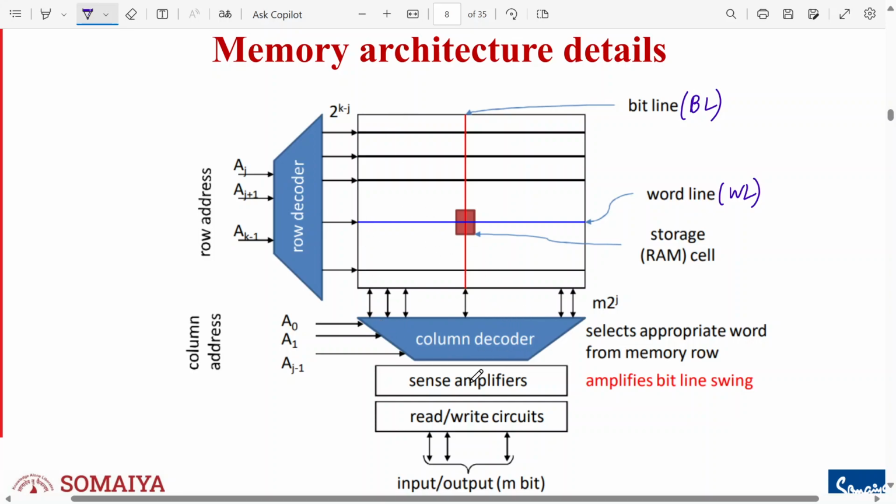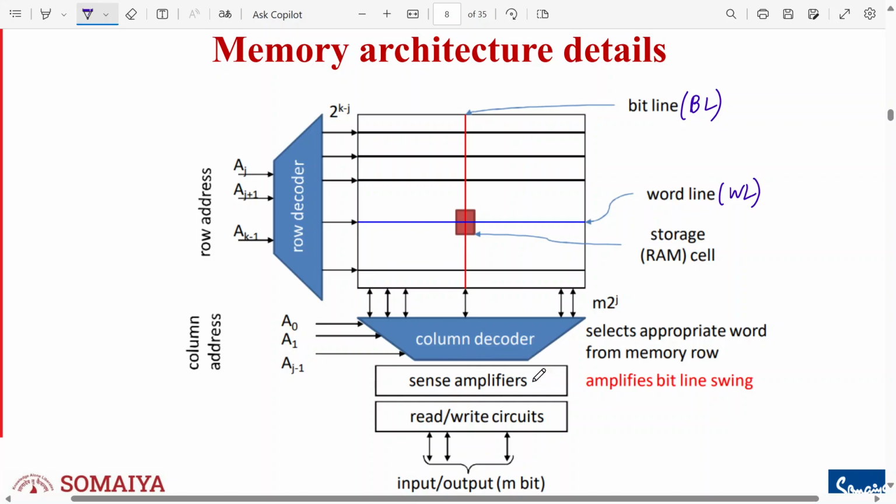Let's say the first column, you have to select the column address. Let's say A0. So to select the first column, it will go to that particular column location, and that column will be selected. So that's how you select the appropriate word from the memory row.